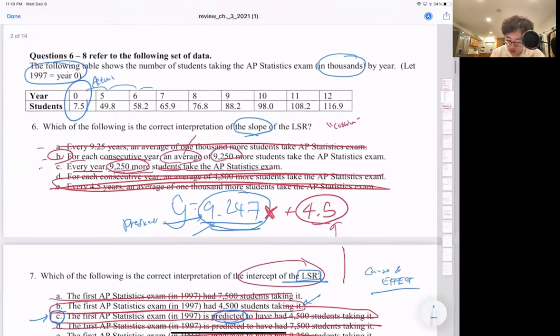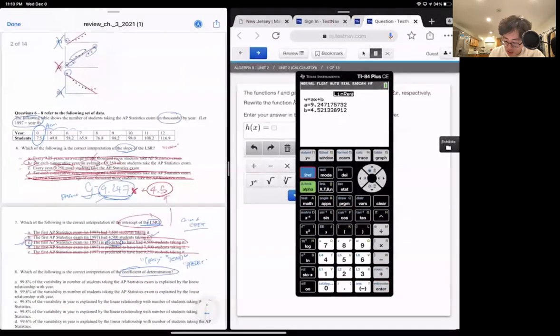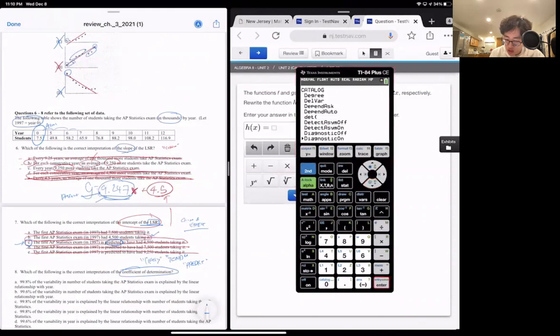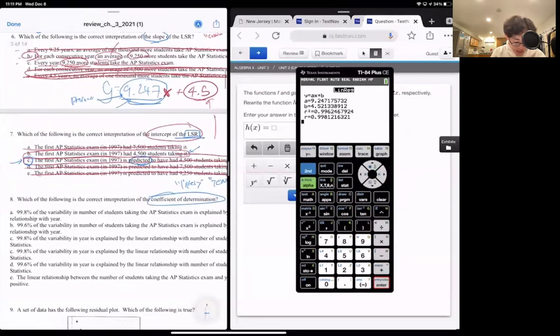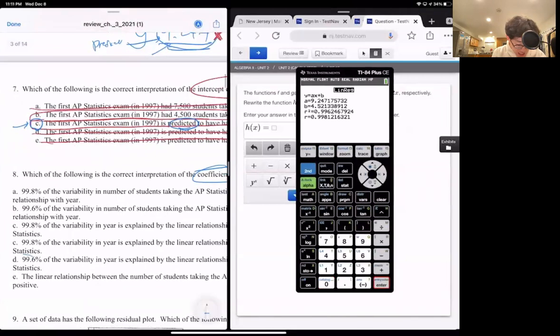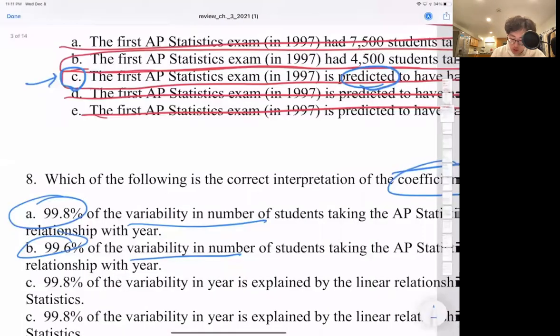Which of the following is the correct interpretation of the coefficient of determination? Oh boy, I did not turn my diagnostic on, so I did not get that information. So I'm just going to go straight to the diagnostic on right here, turn it on, stat, calc, do this one more time, and bam, R squared is 0.996. So we're looking at 99.6% of the variability in the number of students. The number of students is the Y value.